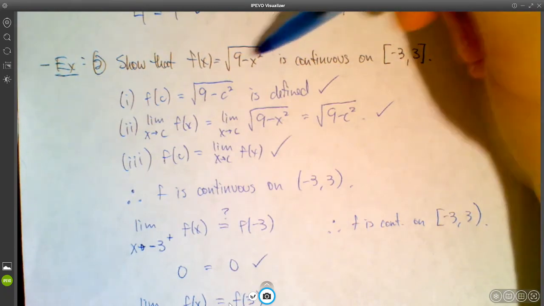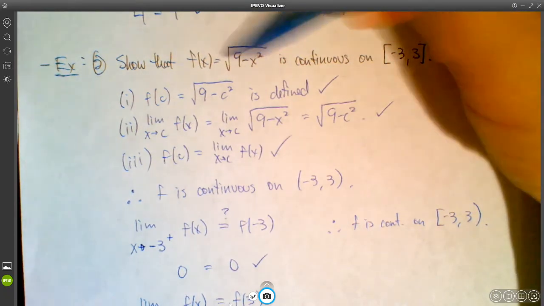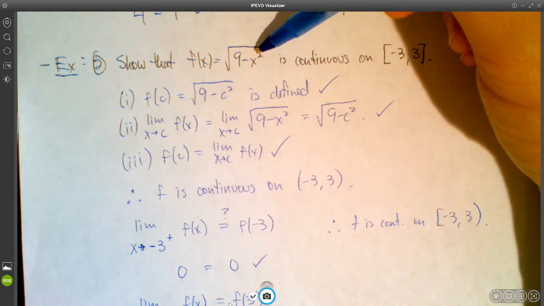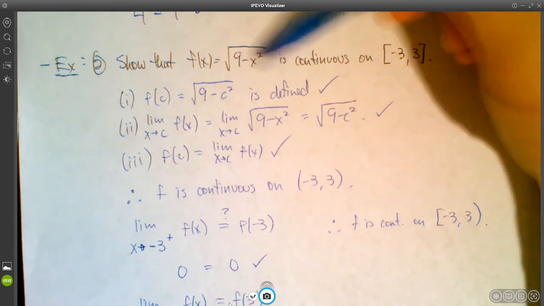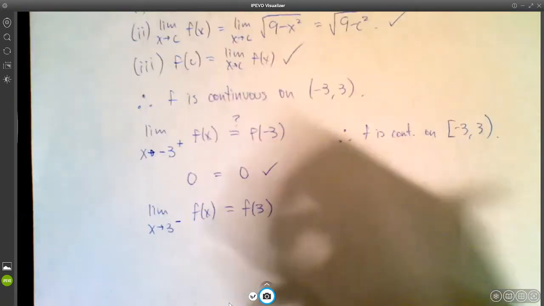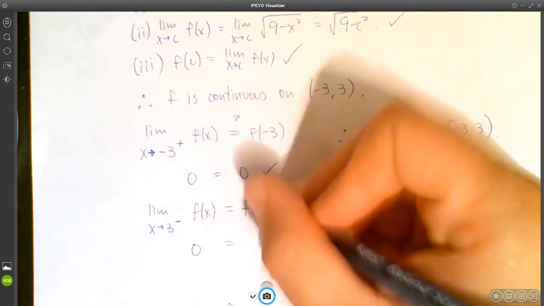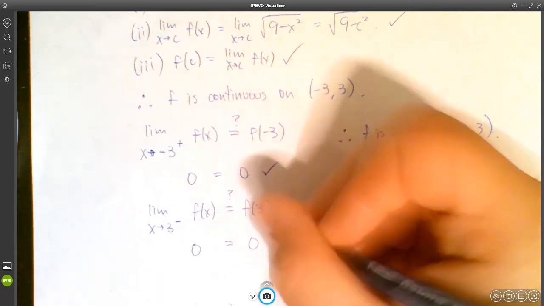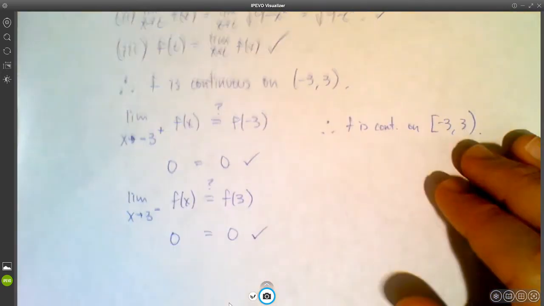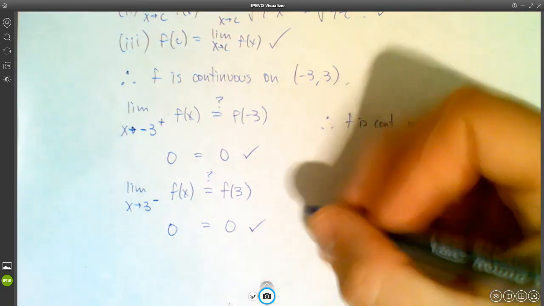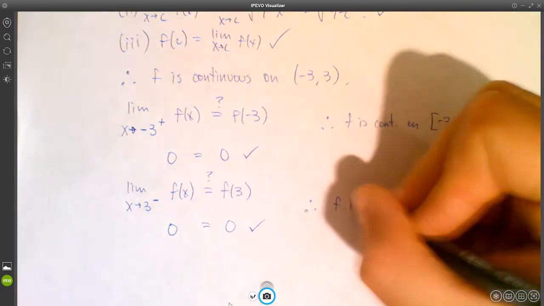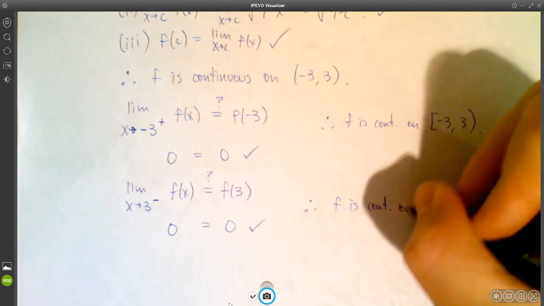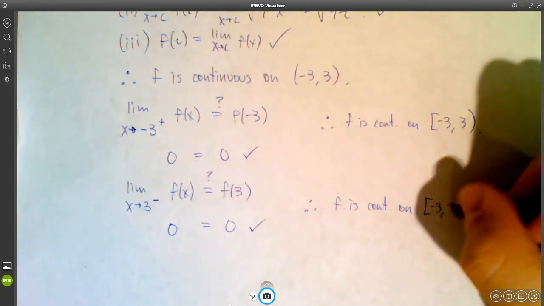Well, yeah, by a similar line of reasoning, right? If we plug in 2, we know we're going to get square root of 5. If we plug in 2.5, we know we're going to get square root of 2.25, I believe it was. And we can keep getting closer and closer to 3. But by the time we get to 3 itself, we're going to be all the way down to 0, which is the same as what we're going to get when we directly substitute 3. So yeah, the limit equals the function value. So therefore, f is continuous on -3 to 3.